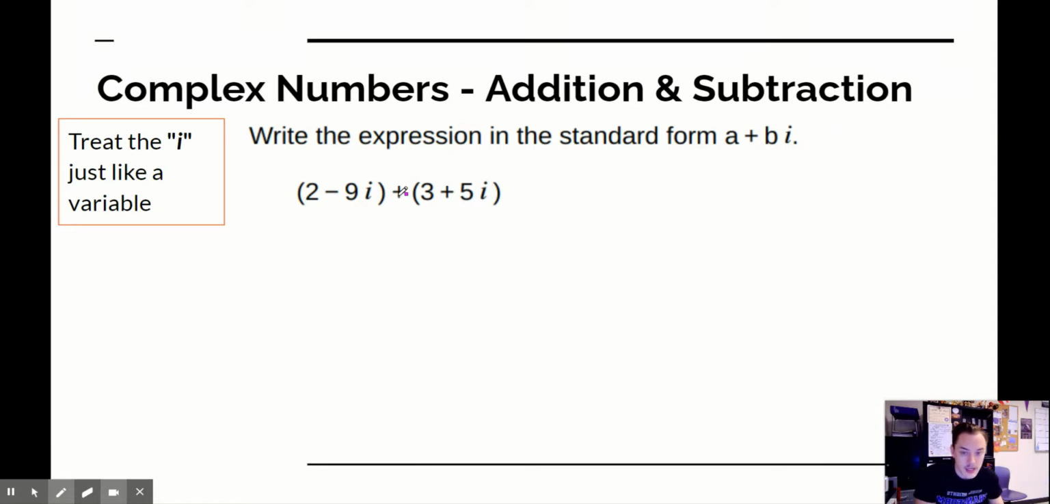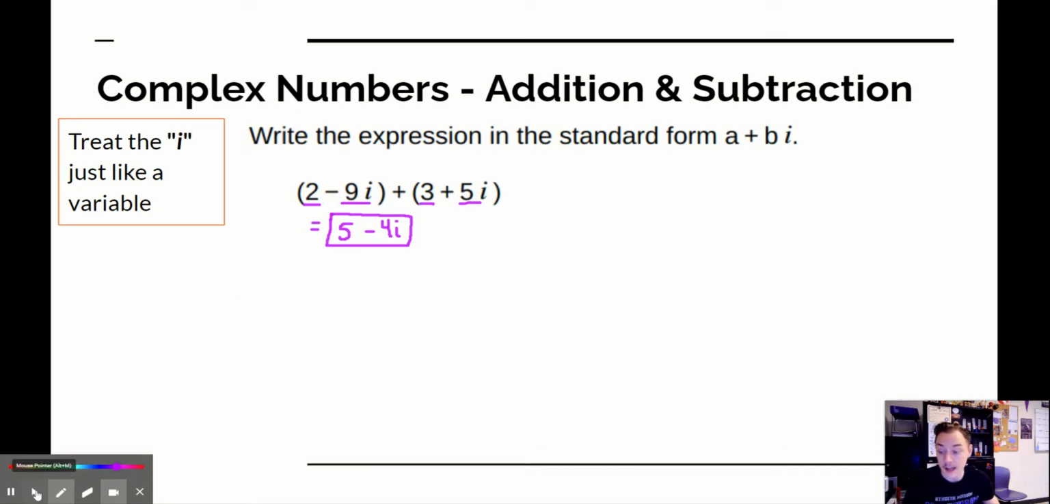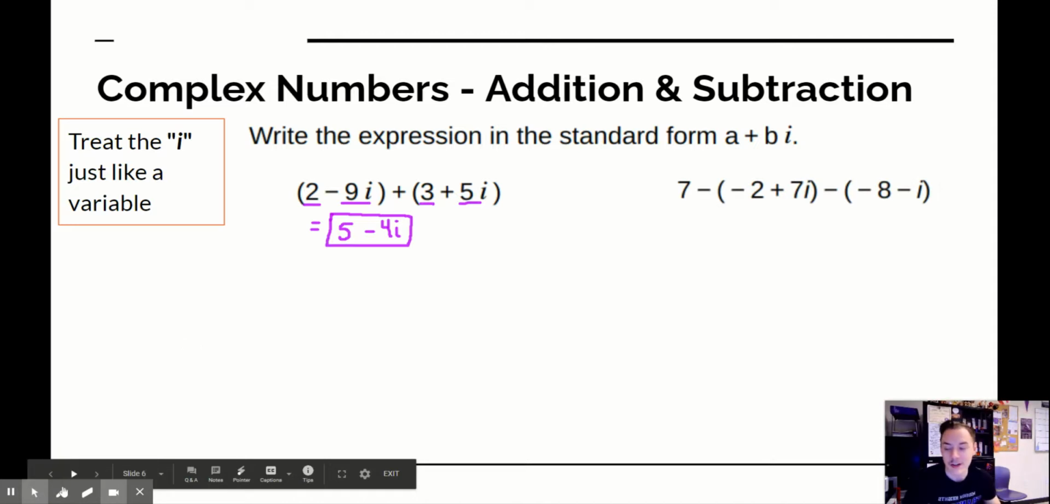Okay, let's get started. So notice how this has a plus sign in the middle and it has parentheses, which is kind of confusing because you would think you just need to multiply, but the plus sign is the thing that's really what we're after. So this really just means add them up. So we can drop the parentheses essentially and just combine like terms. So 2 plus 3 is 5, and then -9 plus 5 is -4i. And then we are done. That's what this equals. And if you're thinking like, really? Seriously? Yes, seriously.